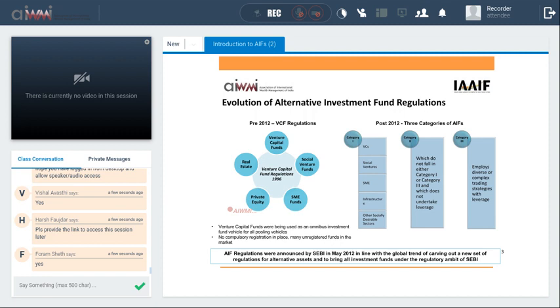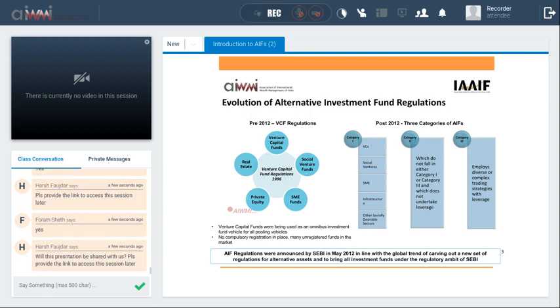Now, apart from category one, you have category two and category three. So what category three states is that if you are a fund which employs very, very diverse or complex trading strategies, that AIF will come under category three. Now, category two is a residual category. So if you don't come under category one, or if you don't come under category three, you can register yourself as a category two AIF. So immediately you see that there is a possibility for conceptualizing different kinds of AIFs, looking at which category it will fall into, and accordingly registering it with SEBI.